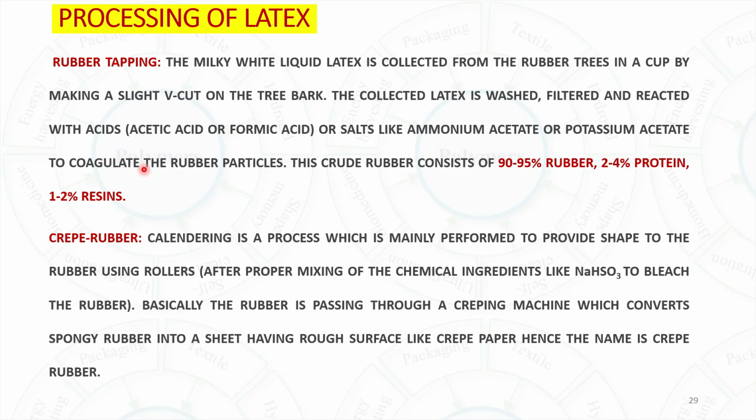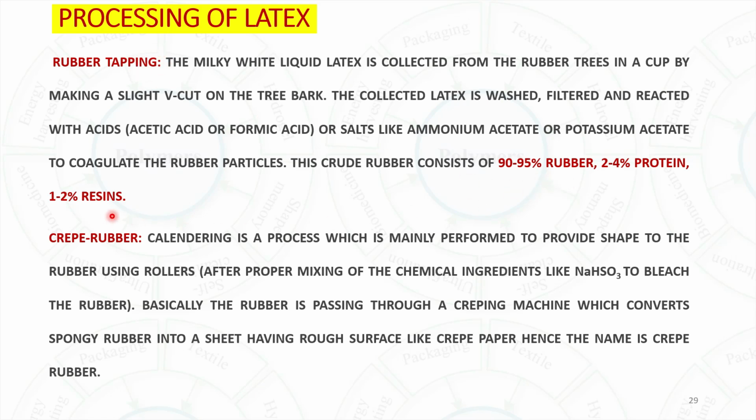So to coagulate the rubber particles here, and this crude rubber, basically these rubber particles are the crude rubber, and it consists of 90 to 95% of the rubber. This is the main thing for you. 2 to 4% protein is not of very much importance, right? Because you need rubber only, and 1 to 2% resins are also there in it, right? So this is the rubber taping process, which increases the concentration of the rubber in the emulsion.